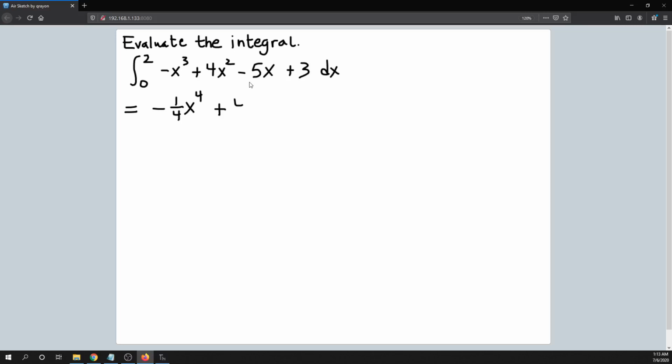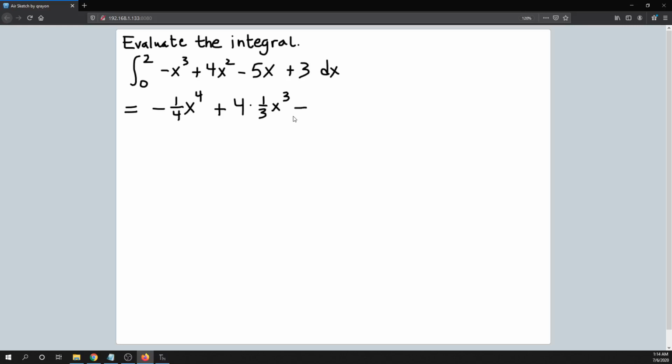Again, using the constant multiple rule, I can rewrite that. I can just rewrite the constant, write 4, and then multiply by an antiderivative of x squared. Again, using the power rule, I would add 1 to the power and divide by the new power.